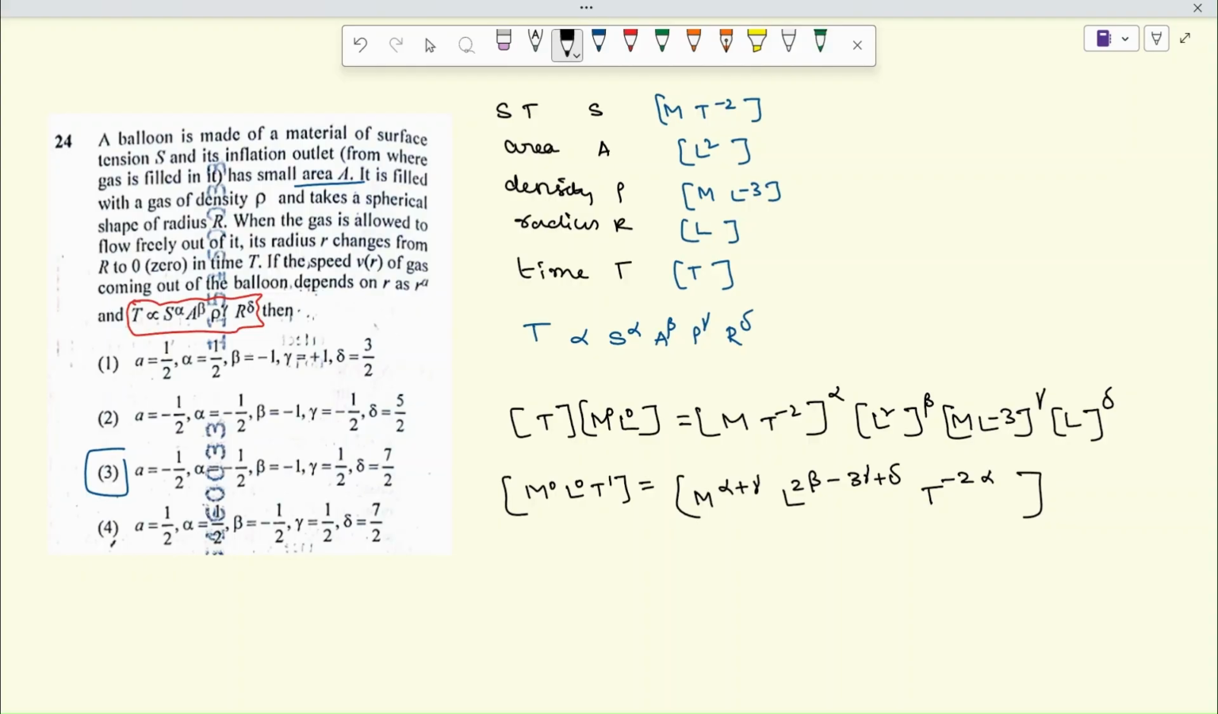So now comparing time on both sides, you can say minus 2 alpha is equal to 1, which means alpha is equal to minus 1 by 2. Now comparing mass terms on either side, alpha plus gamma is equal to 0, so gamma is equal to minus alpha, and alpha is minus 1 by 2, so gamma is equal to 1 by 2. You have only one option with these two, so you need not do the other two, beta and delta. Finished. Third option.